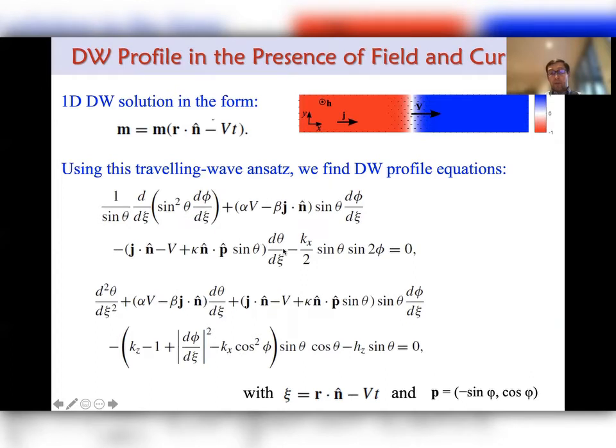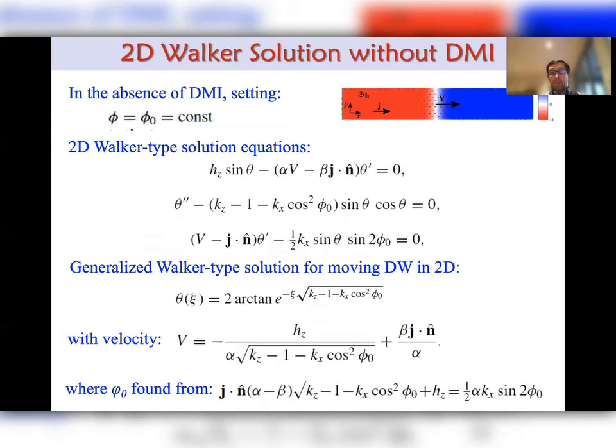So first, let me start with a simple problem when we don't have Dzyaloshinskii-Moriya interaction. In the absence of Dzyaloshinskii-Moriya interaction, I can just set angle phi equal to phi naught, which is just some constant. In this case, the system of equations simplifies, and we get the following system of Walker-type equations in a two-dimensional film. One can find an analytical solution for this system of equations, and it takes the following form. That would be a generalized Walker-type solution for a moving domain wall in two dimensions.